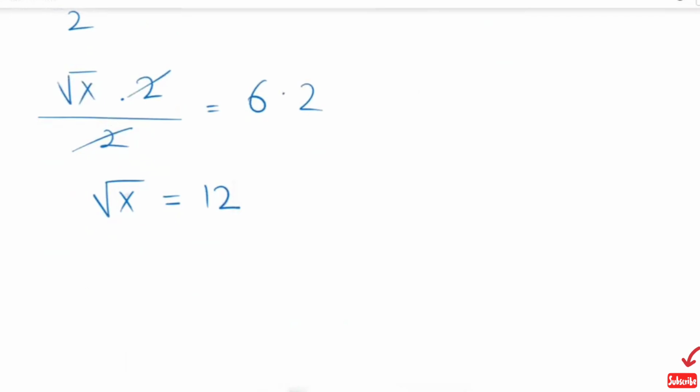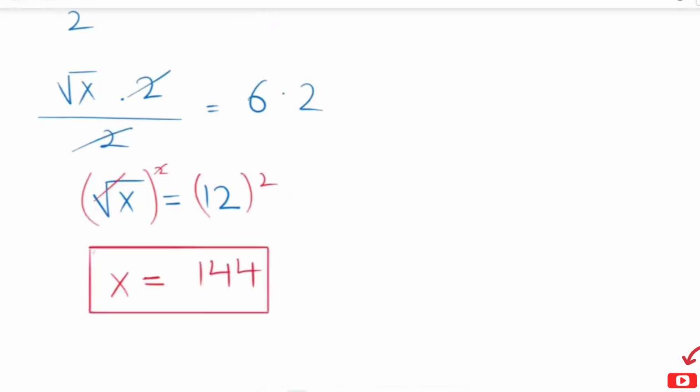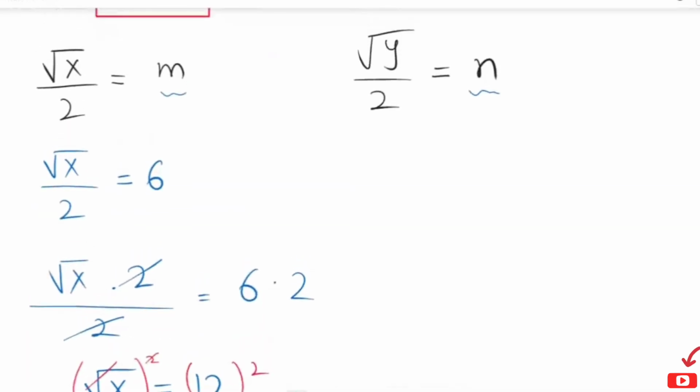Our aim is to find the value of x. For that, I will square both sides, where this square and this root get cancelled. x is equal to 12 times 12, which gives us 144. So here I got the x value. Now our next aim is to find the y value. So the n value we got is 2.